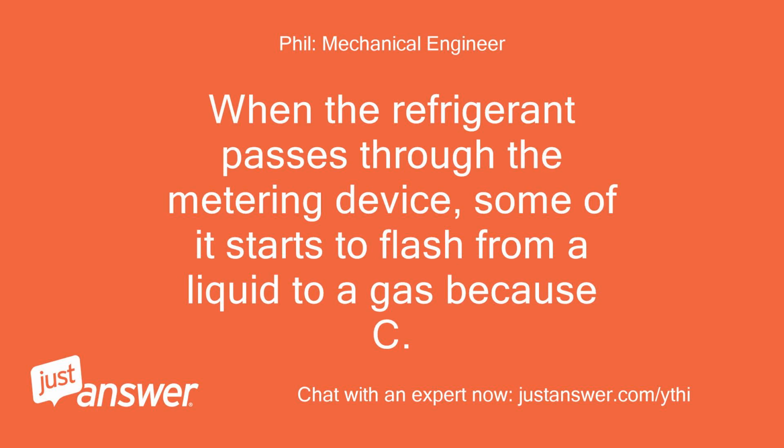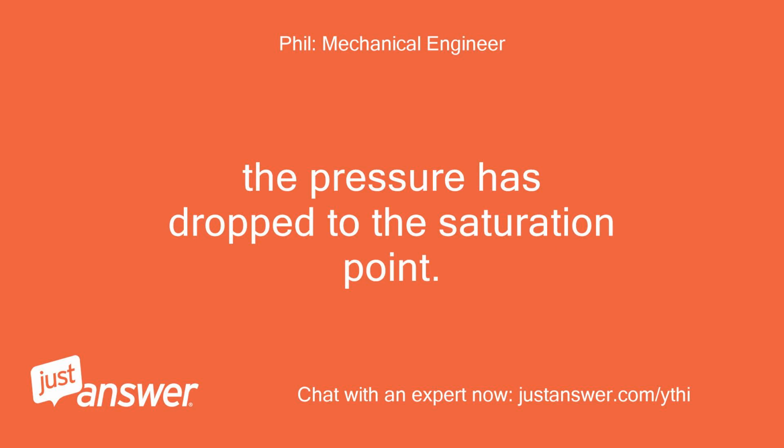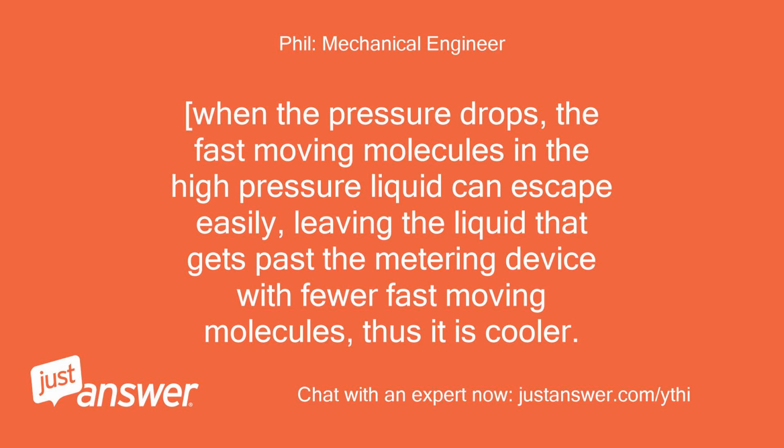3. When the refrigerant passes through the metering device, some of it starts to flash from a liquid to a gas because C. The pressure has dropped to the saturation point. When the pressure drops, the fast-moving molecules in the high-pressure liquid can escape easily, leaving the liquid that gets past the metering device with fewer fast-moving molecules, thus it is cooler.